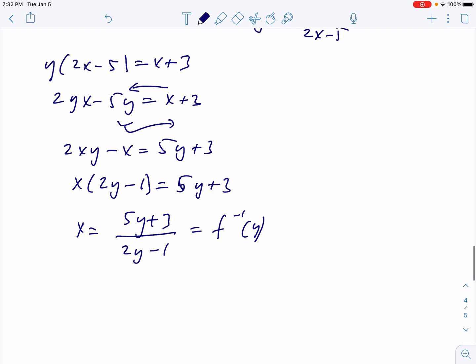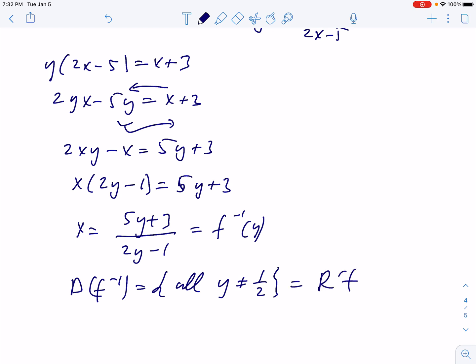And looking at the denominator, we can tell that the domain of this inverse function consists of all y where 2y minus 1 is not 0, so y is different from 1/2. And this will be the range of our original function. This is the range of function f.